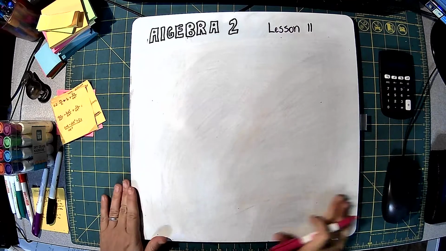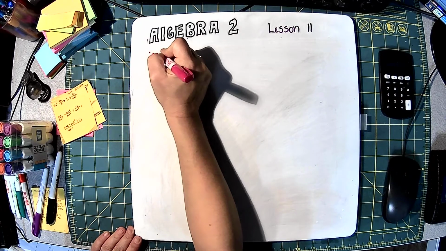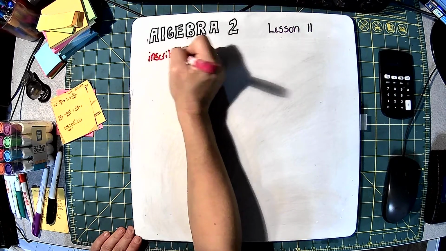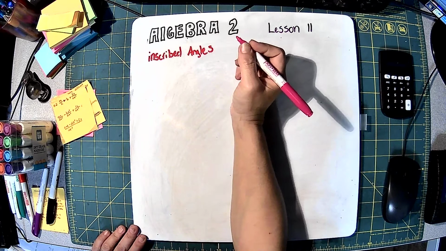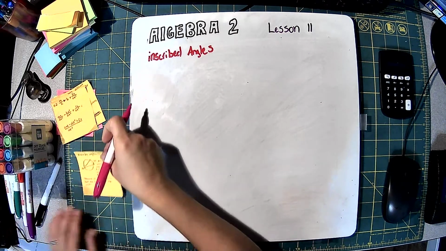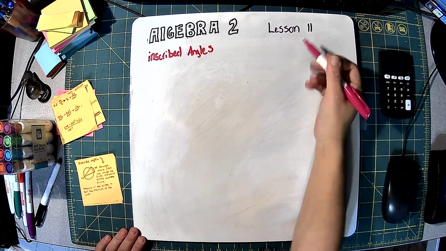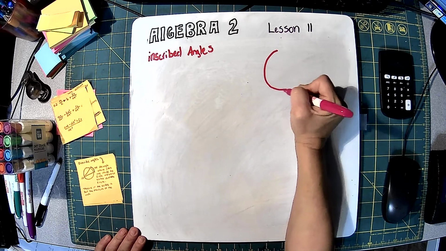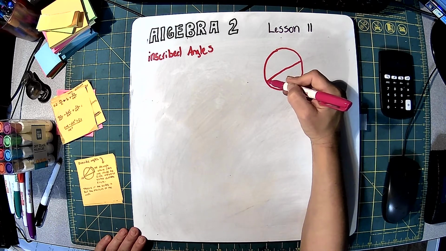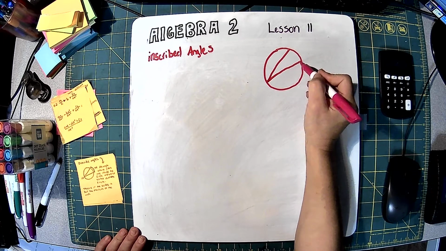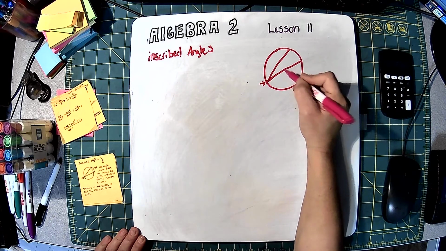Alright, so the second part is talking about inscribed angles. What is an inscribed angle? An inscribed angle is an angle whose sides are inside the circle and whose vertex is on the circle. Okay, so let's demonstrate what that means. So I've got a circle, and I have an angle, and its sides are inside the circle and its vertex is on the circle. So there's its vertex, and here's two sides, and they're inside the circle.